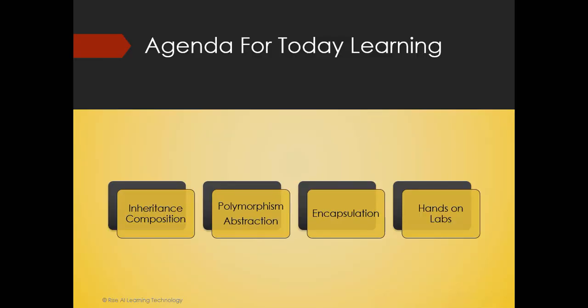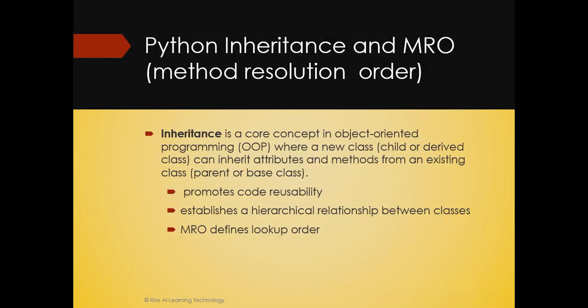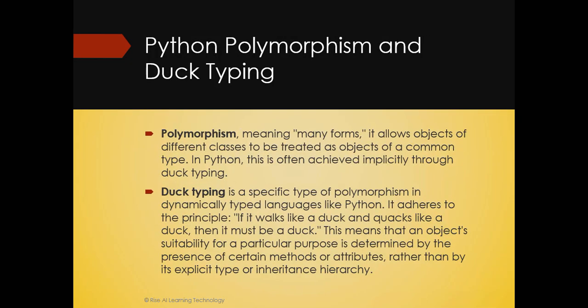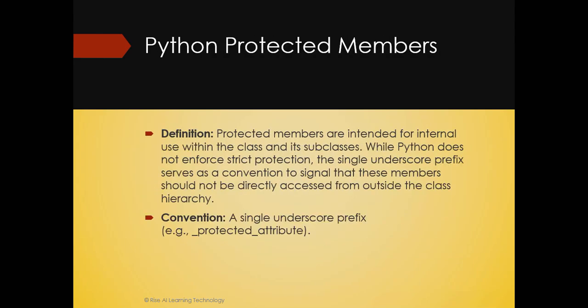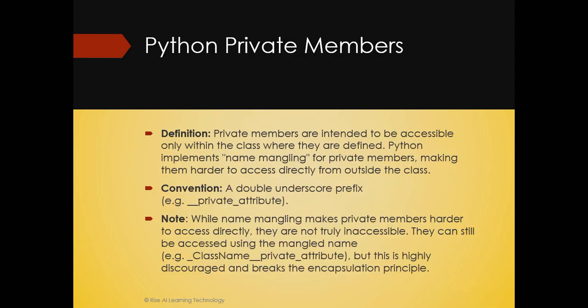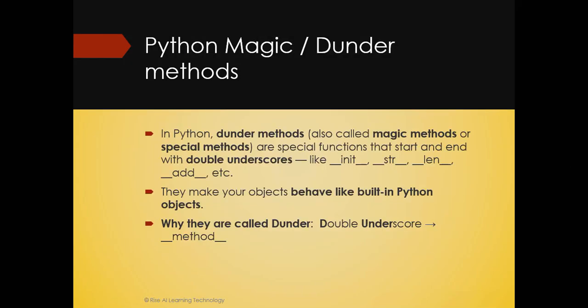Yesterday we covered inheritance, composition, polymorphism, abstraction, encapsulation, and we did the hands-on lab on inheritance. Yesterday we were not able to cover one particular topic, which is called the magic or dunder methods. In Python, there are some methods which are called magic methods. These are special methods. If you use those methods in your class, then your class will behave like a built-in Python object.